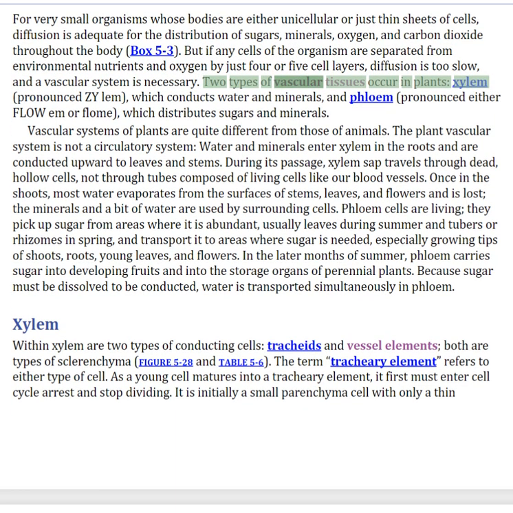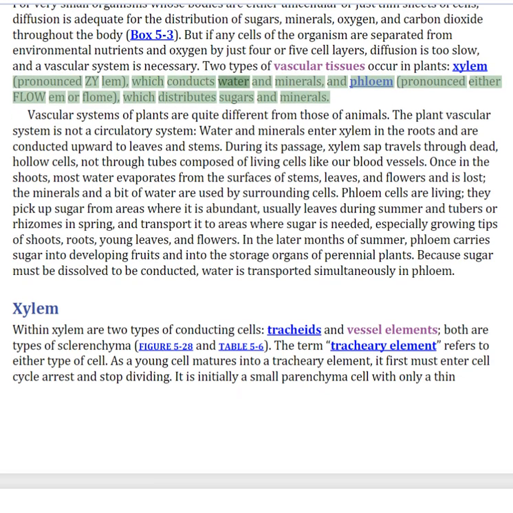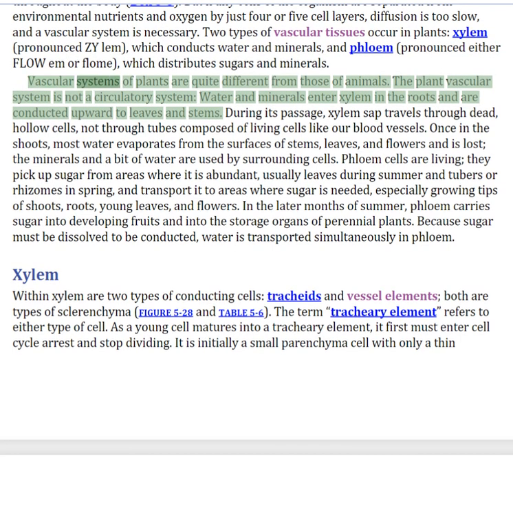Two types of vascular tissues occur in plants: xylem, which conducts water and minerals, and phloem, which distributes sugars and minerals. Vascular systems of plants are quite different from those of animals. The plant vascular system is not a circulatory system.